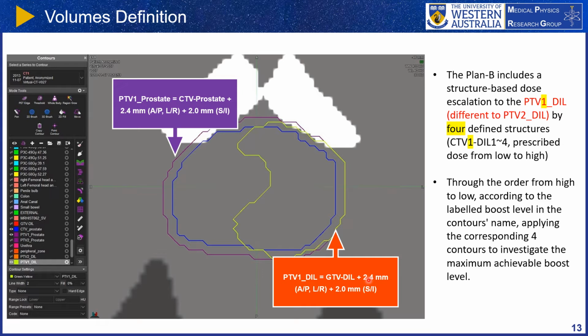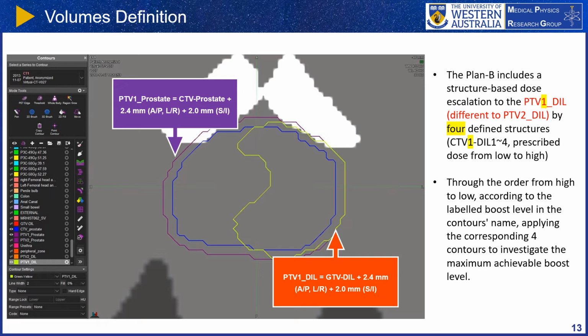The Plan B includes a structure-based dose escalation to the PTV1 DIL, which is different to the PTV2 DIL, by 4 defined structures, and we named them as CTV1 DIL 1 to 4. They're prescribed with the dose from low to high.